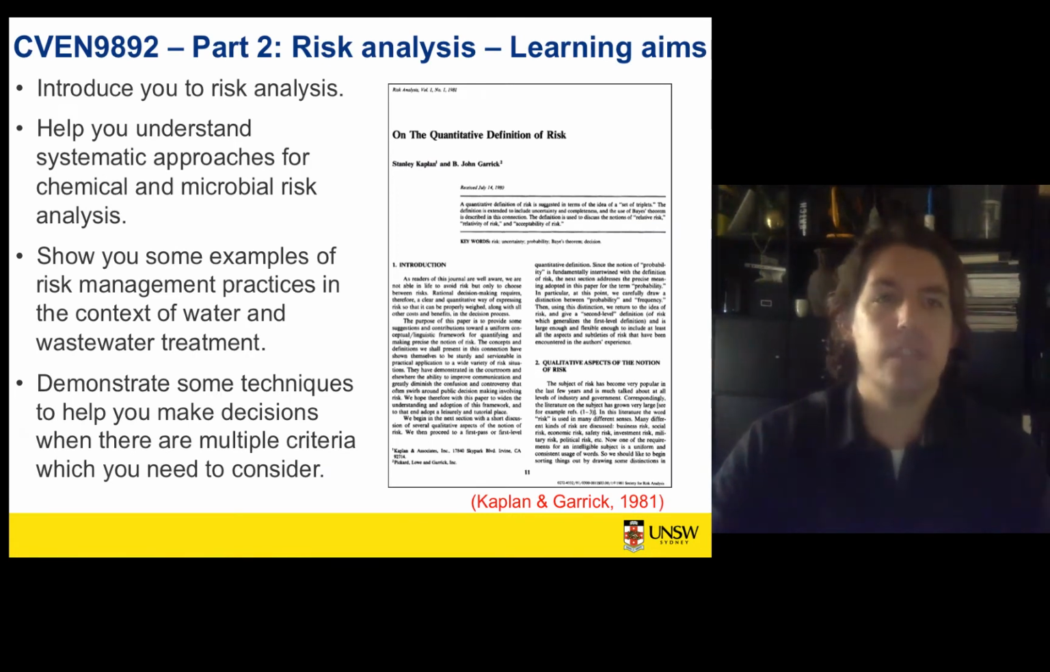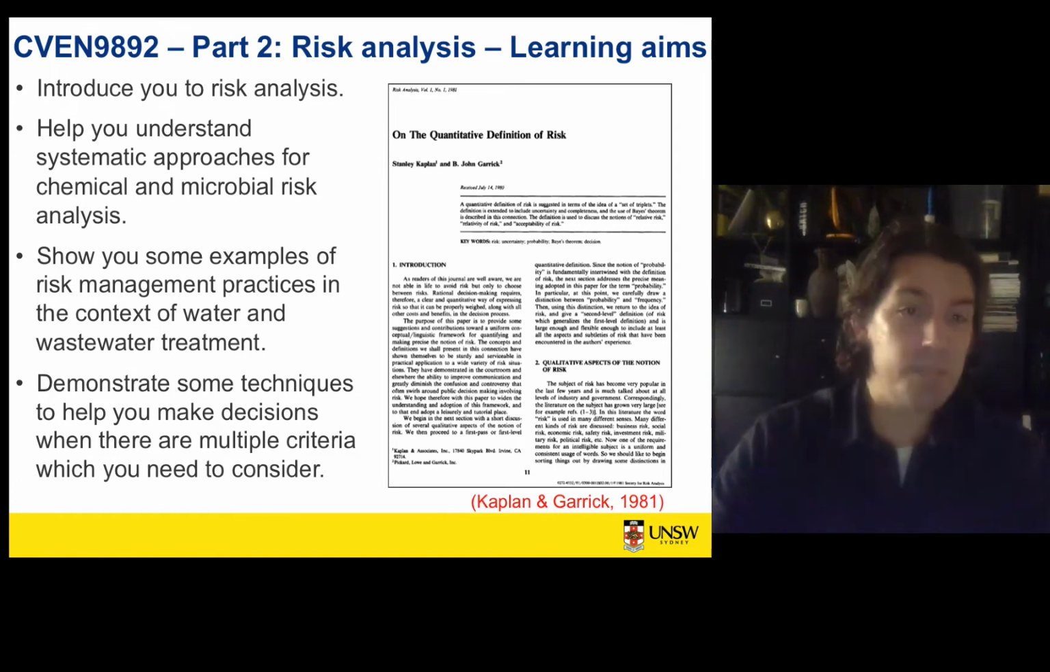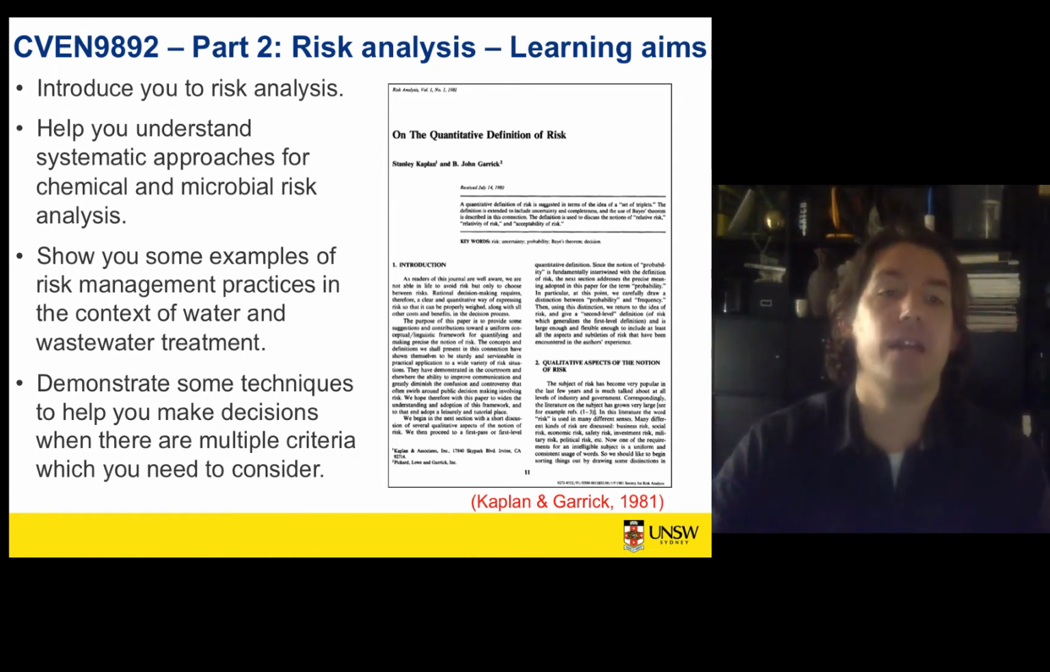Part 2 of the CVEN9892 course aims to introduce you to risk analysis, to help you understand some of the systematic approaches for chemical and microbial risk analysis, to show you some examples of where those management practices are used in the context of water and wastewater treatment, and also to demonstrate some techniques to help you make decisions when there are multiple criteria which you need to consider.